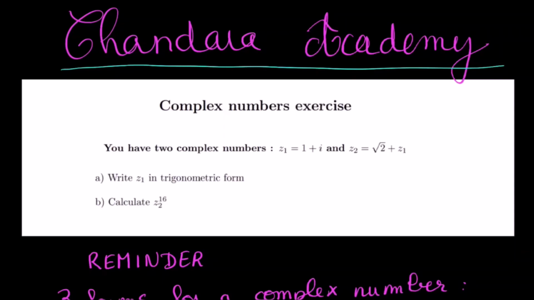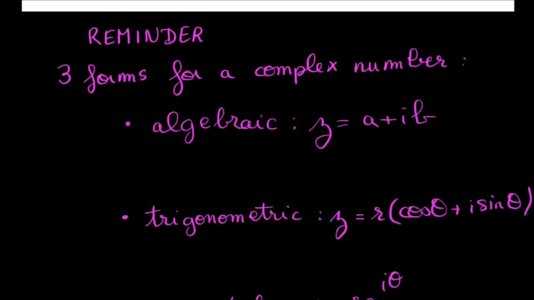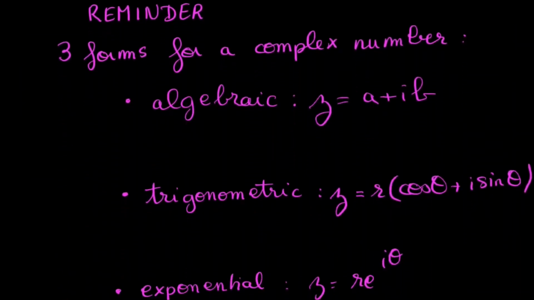Today we are going to correct an exercise about complex numbers. So first of all, just a quick reminder of the three forms of a complex number. We have the algebraic form, the trigonometric form and the exponential form.